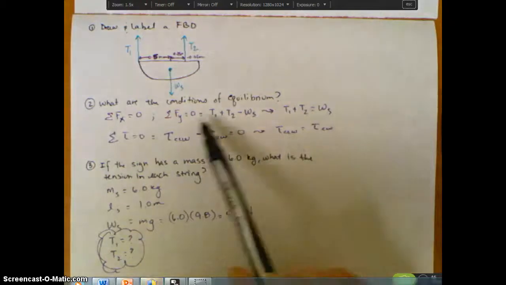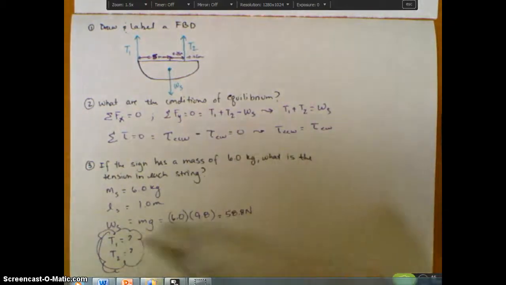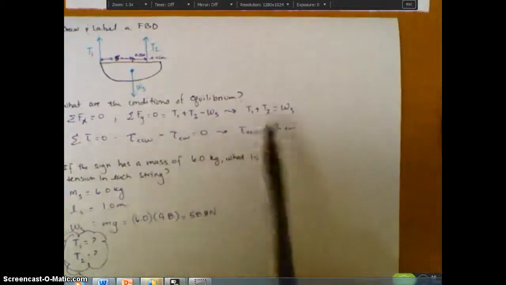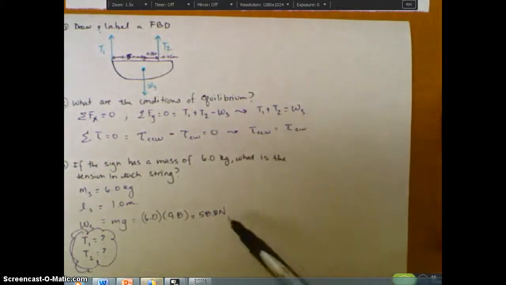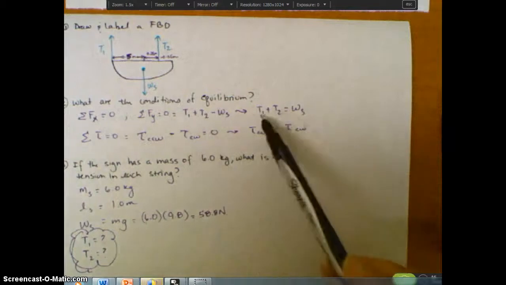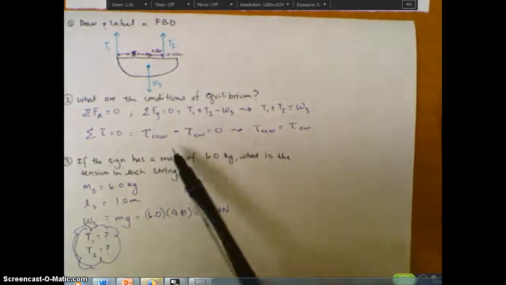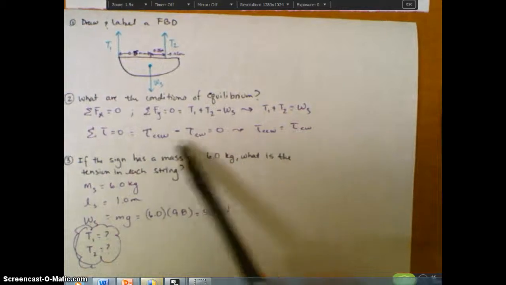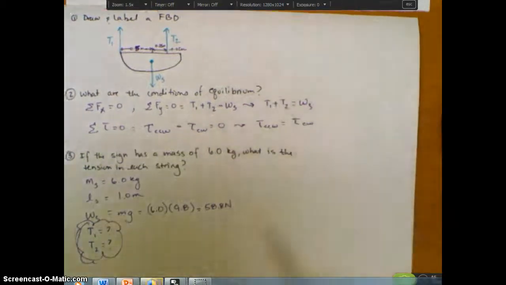So I look to my conditions of equilibrium to see if I can find what these values equal. Looking up here at my forces, I see that T1 plus T2 equals the weight of the sign. I have the weight of the sign, but I still have two unknowns, so I'm going to have to use the condition of the torque being in equilibrium to find those values.